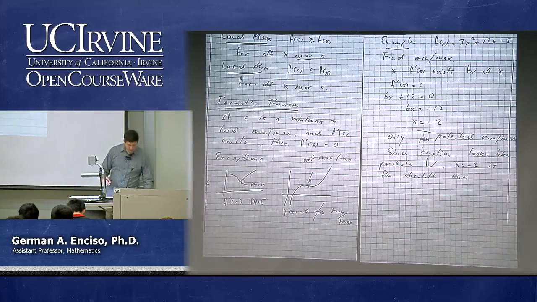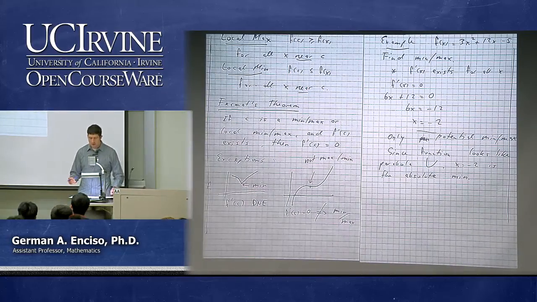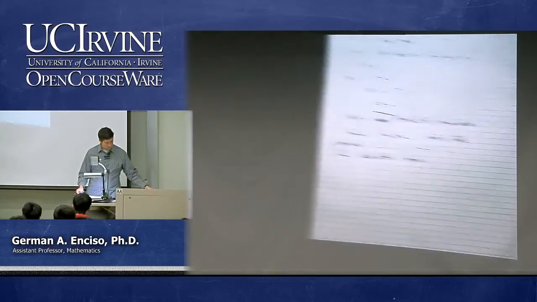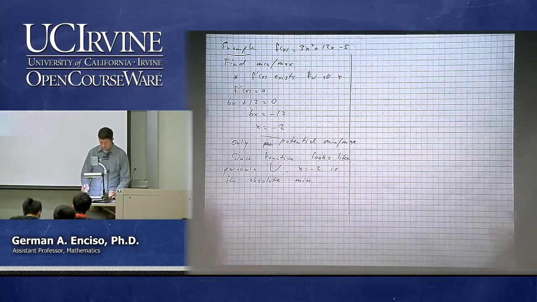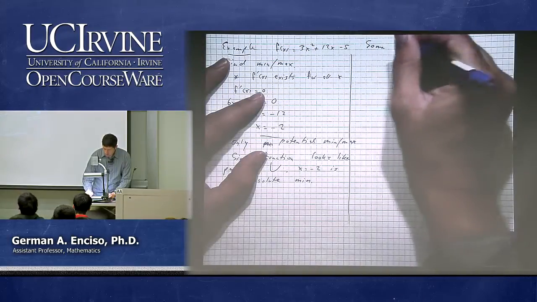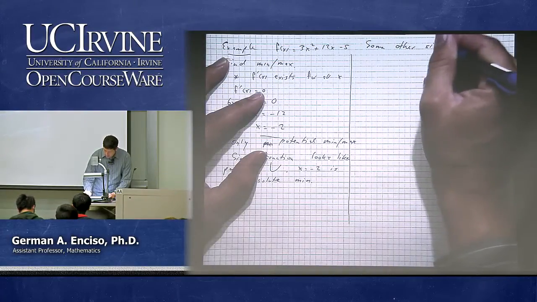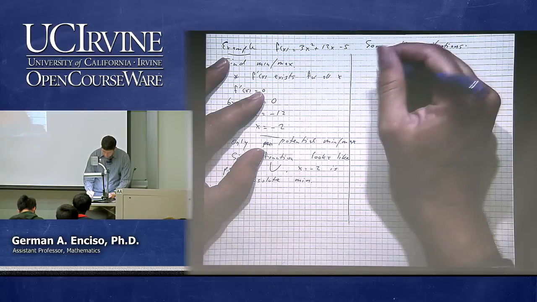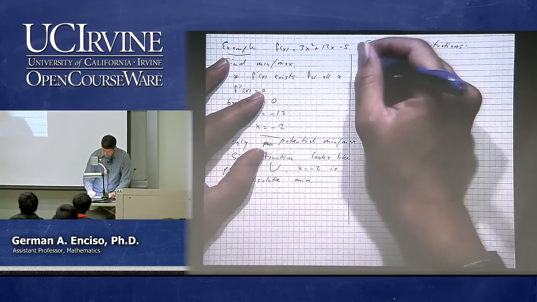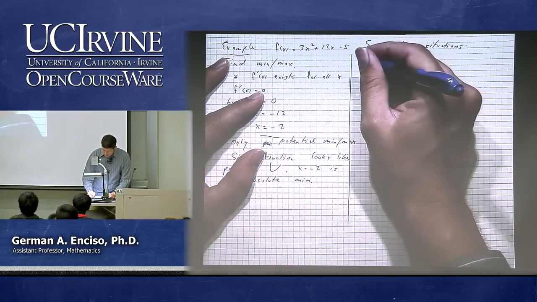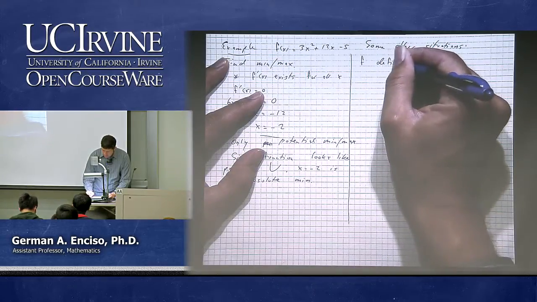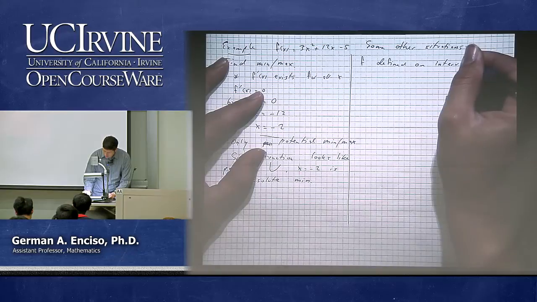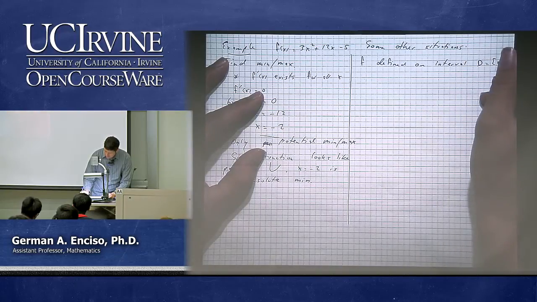All right. So now let's talk about other situations where the answer is more complicated than what we just said. For example, you could look at f defined on an interval D equal to [a, b].